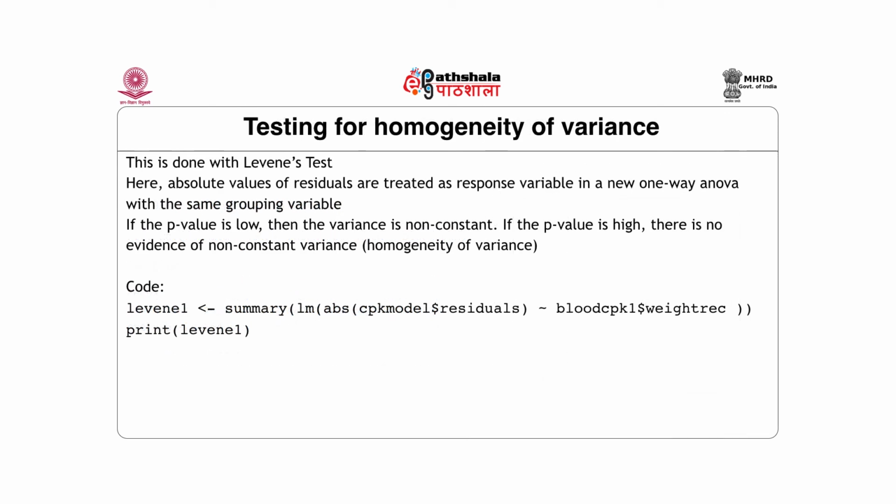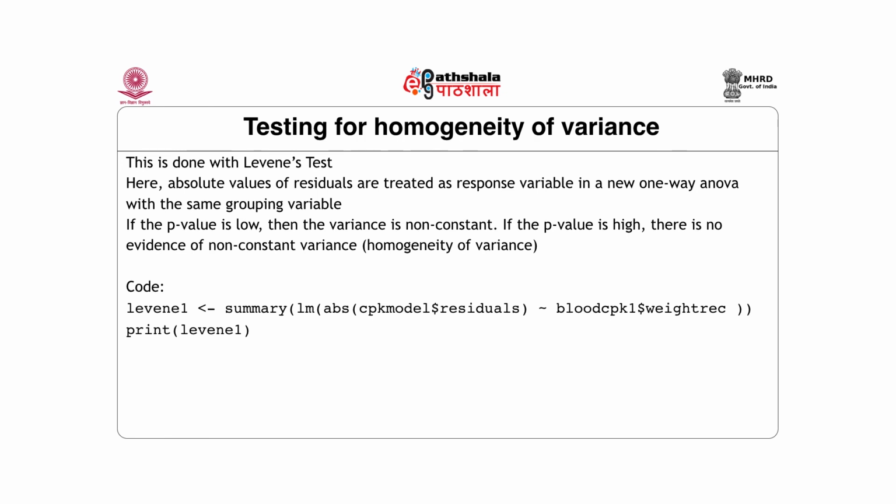The second thing that is interesting for people who conduct analysis of variance is testing for the homogeneity of variance. And this is done with a test called Levene's test. What we do here is take absolute values of the residuals. You treat them as response variables, or outcome variables, in a new regression or a new one-way ANOVA, with the same grouping variable. So in this particular case, we'll be taking the residuals of the regression equation that arose from the ANOVA initially, and the explanatory variable still remains the weight with its three categories.